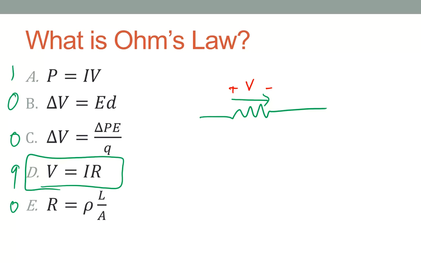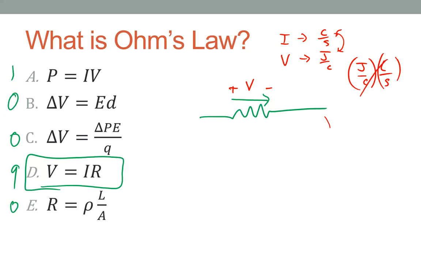Now let's look at these other equations. Some we've seen, some we haven't. The top one, power is current times voltage. That's the power either consumed, absorbed is what we say, or supplied. Remember, the units of I is coulombs per second. The units of V is joules per coulomb. So if we multiply these by each other, what do we get? Joules per coulomb times coulombs per second. Those coulombs are going to cancel, and that's joules per second.